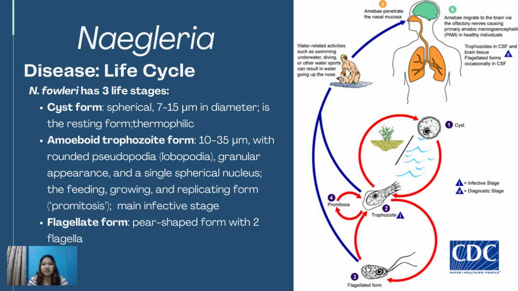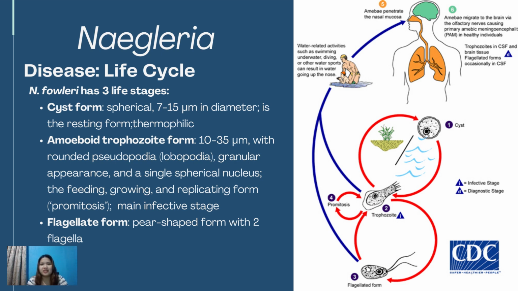For its amoeboid trophozoite form, its size is 10 to 35 micrometers with rounded pseudopodia. That is why it is called lobopodia. Appears to be granulated with a single spherical nucleus. This is also the feeding, growing, and replicating form through binary division. This division is where the nuclear membrane remains intact, thus termed promitosis. Moreover, they are found in water, soil, or surface vegetation. They are also the main infective stage.